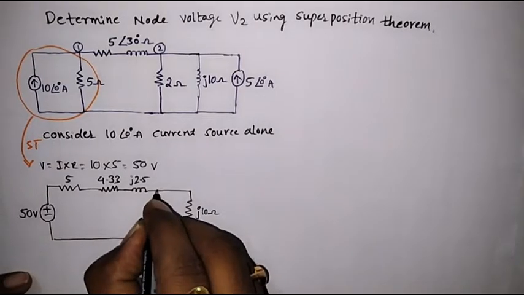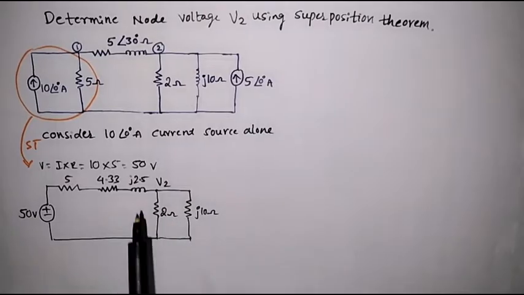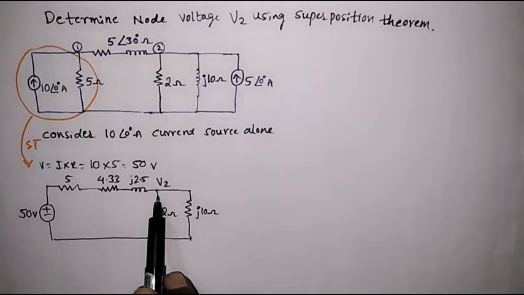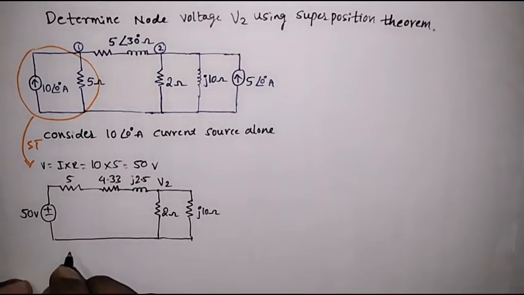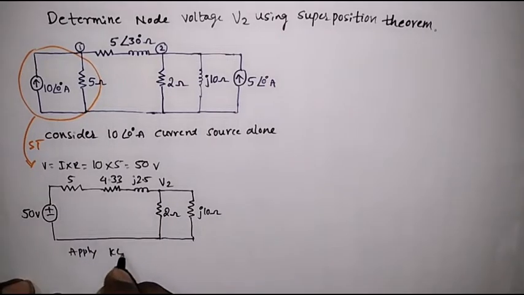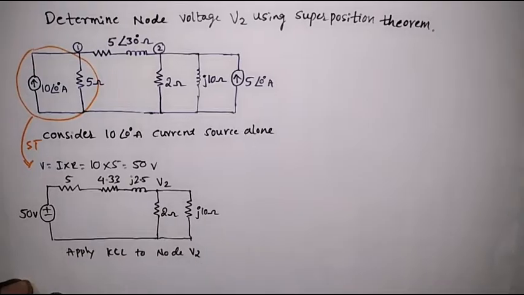So here the voltage at this point is V2. Now to find V2 we can use the loop analysis method or we can use the node analysis method. Let's take the node analysis method to find the value of V2 because there is only one node. So by applying KCL to only one node we can get the voltage V2. Now apply KCL to node V2.